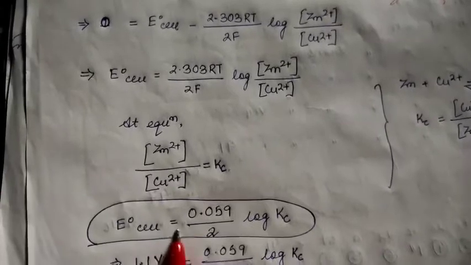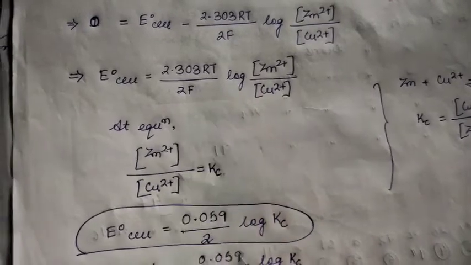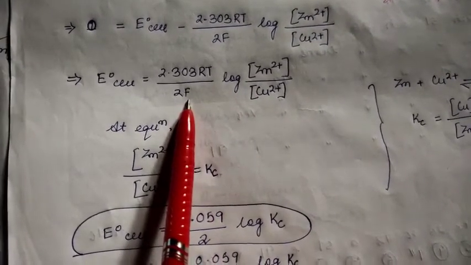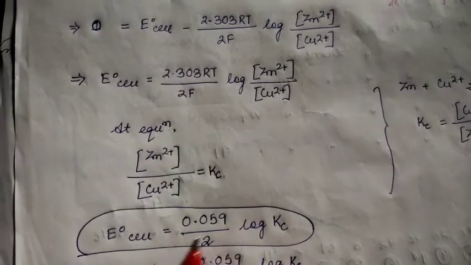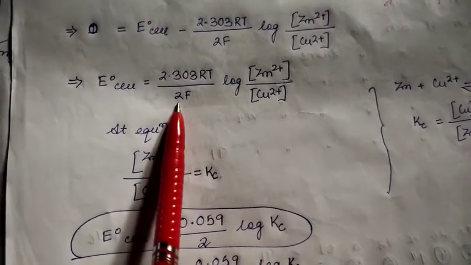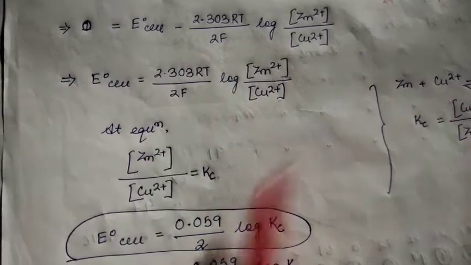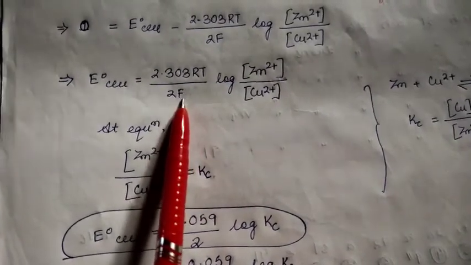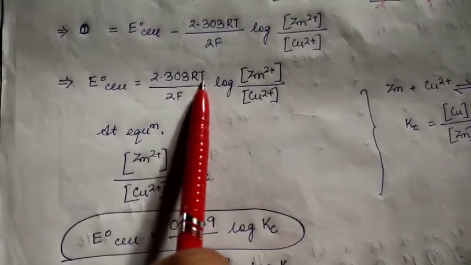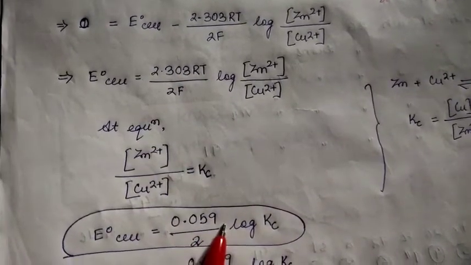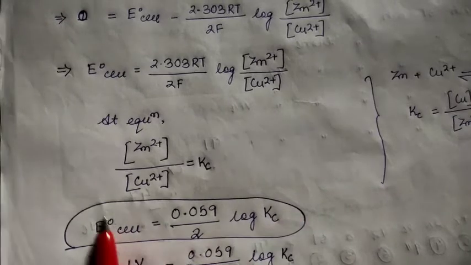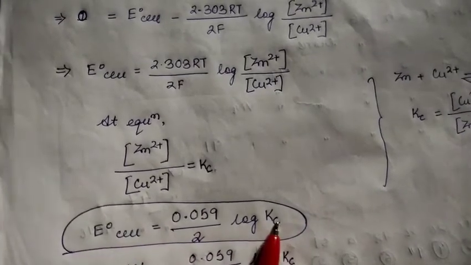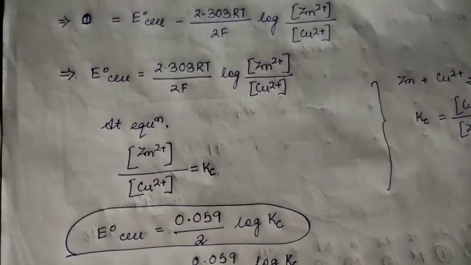Now E naught cell will become 0.059 divided by 2. How is it 0.059? We have also discussed this. Faraday, you know, is 96500 coulomb. R you know, T you know. If you place all this and divide, you will get this, okay? The 2 is the number of electrons involved, and the number of electrons involved in the Daniell cell is 2. So you get 0.059 by 2 log Kc. This is a generalized equation for E naught cell in relation with Kc. This equation can be used for any type of cell, okay?